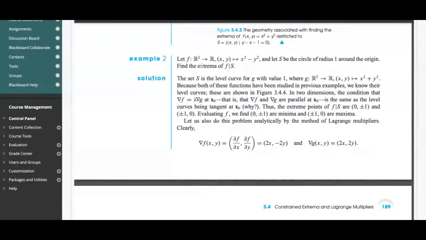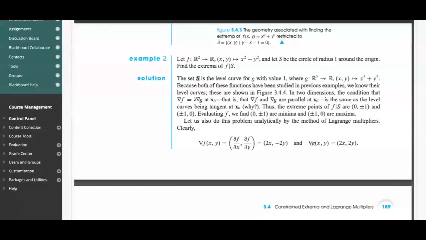Okay, let's see example 2. So this one, f is defined as x squared minus y squared. S is a circle of radius 1, the unit circle around the origin, which is x squared plus y squared equals 1. And we want to find extrema of f restricted to S. So S is a level curve for g.